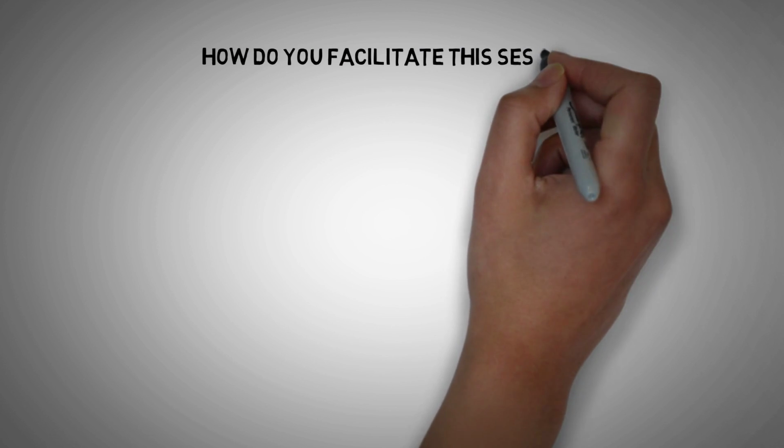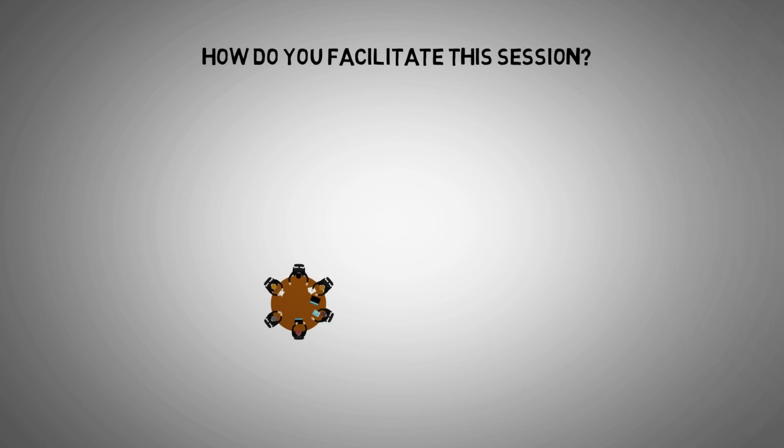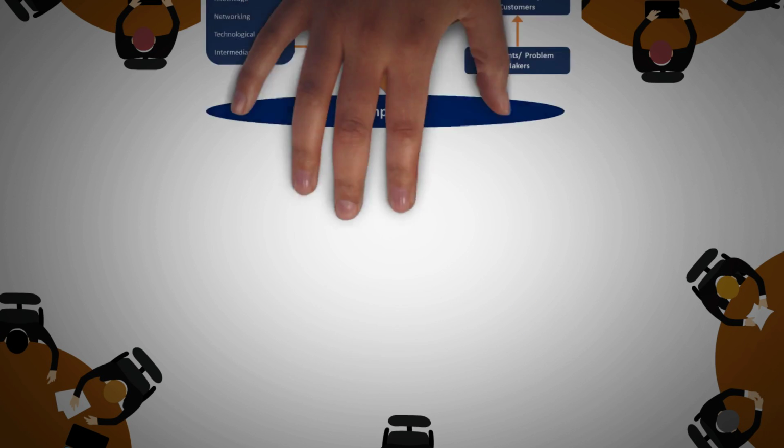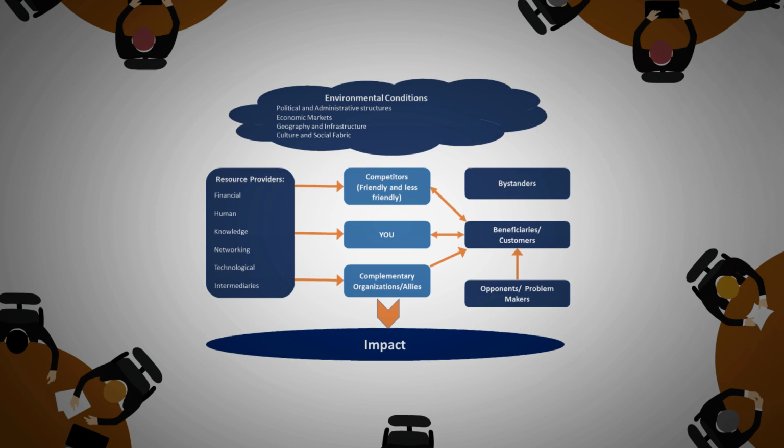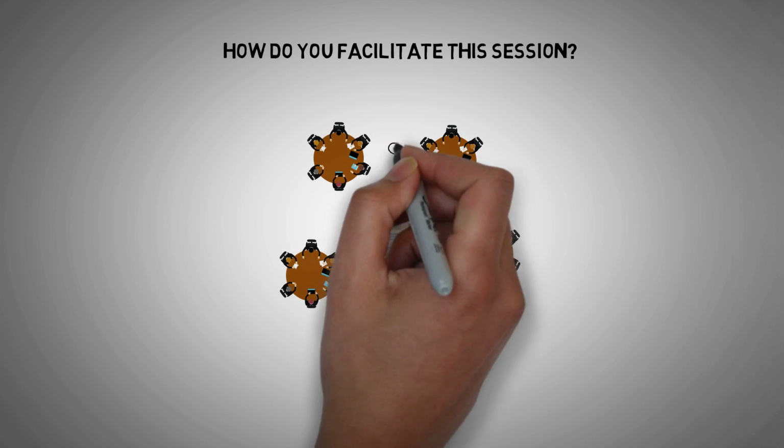How do you facilitate this session? Let's say there are 5 groups in a large room. You will hand out the example ecosystem and explain how the 5 R's are represented in the map. You will go through what the example depicts, and then you will ask each group to draw their ecosystem.